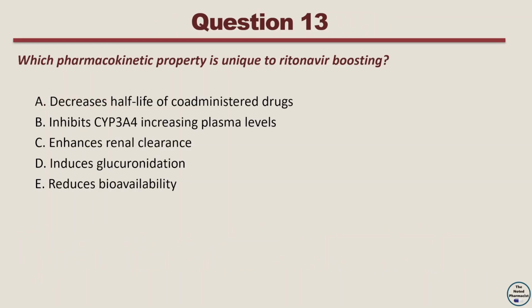Question 13. Which pharmacokinetic property is unique to ritonavir boosting? Option A, decreases half-life of co-administered drugs. Option B, inhibits CYP3A4 increasing plasma levels. Option C, enhances renal clearance. Option D, induces glucuronidation. Option E, reduces bioavailability.